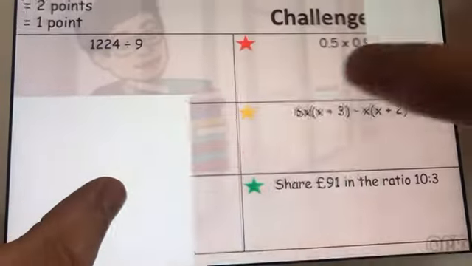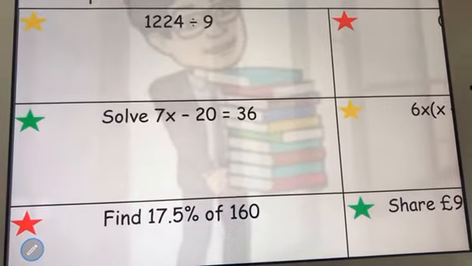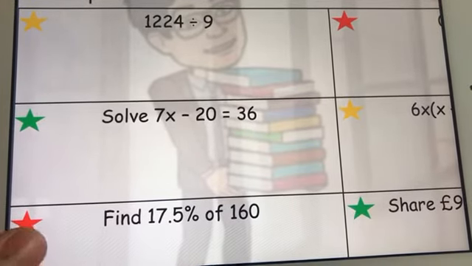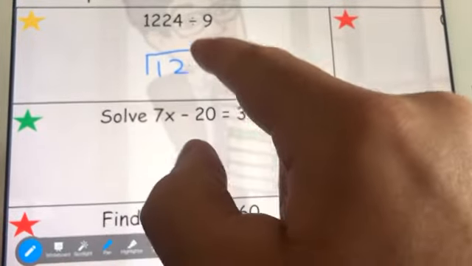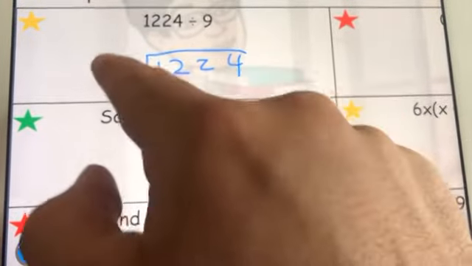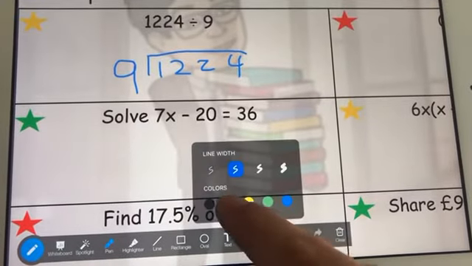Right, let's have a look. So, I got 1,224 divided by 9. That's our first one. I'll do this in one colour and then I'll do the answer in a different colour. So, 1,224 divided by 9. I'm going to do the answer in red.